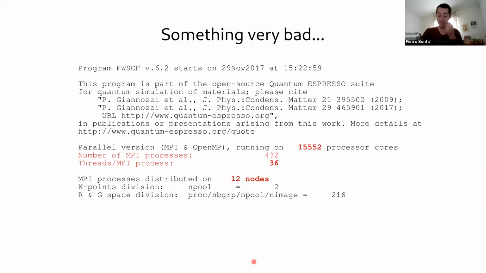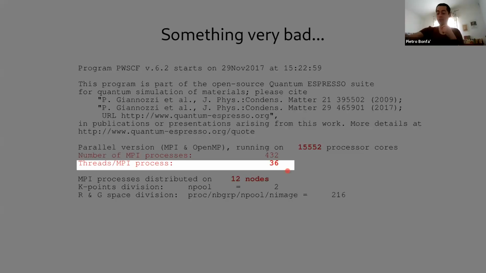The problem here is that it is creating 36 MPI processes on each node and using 36 threads on each node. So this is the situation I was introducing at the beginning, with all the OMP threads fighting for the same CPU, and this would make the simulation horribly slow. So keep an eye on this and be sure that the number of threads is what you intended to have. Otherwise, this will take forever.